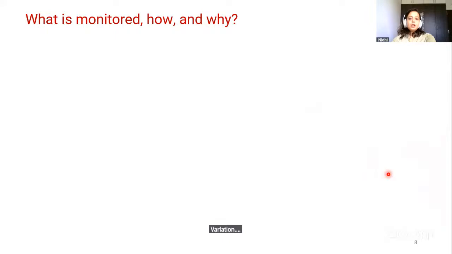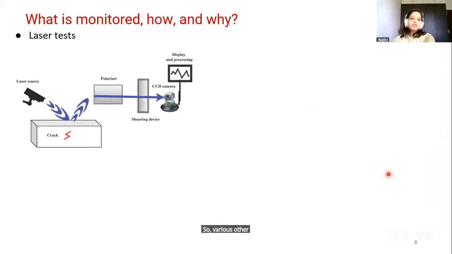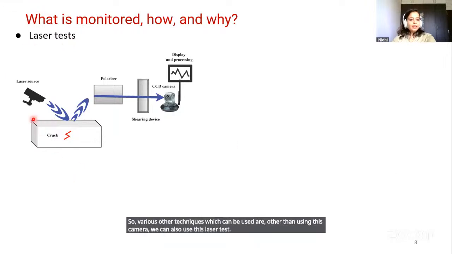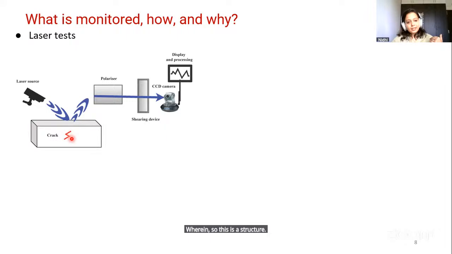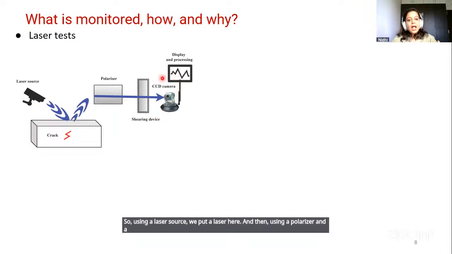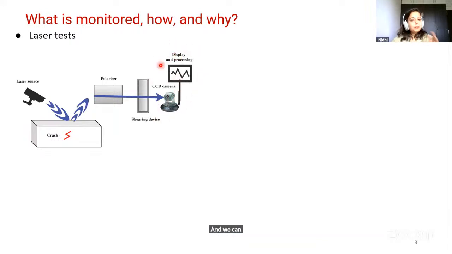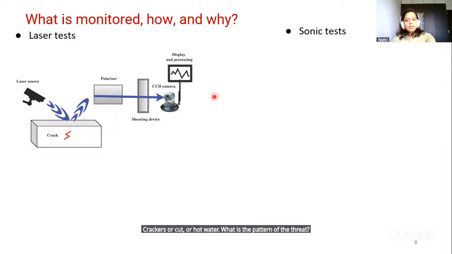Various other techniques can be used, other than using a camera. We can also use the laser test, wherein, for a structure with a crack or an anomaly, we put a laser source, and then use a polarizer and a shearing device. We can process that image and get the result, how the crack has occurred, or what the pattern of the crack is. So this laser test can be used.